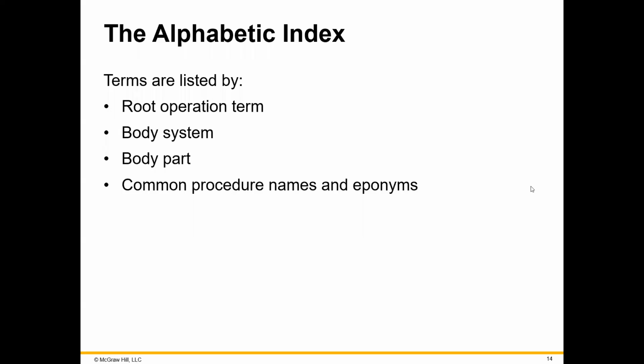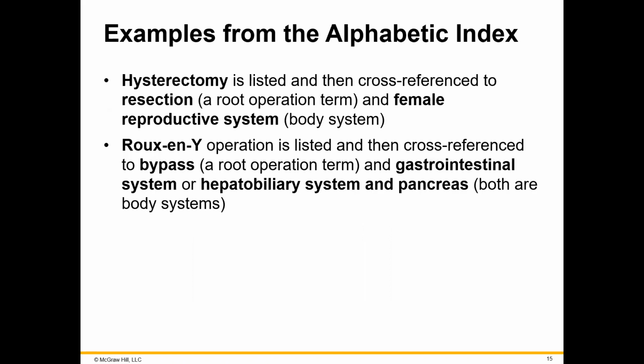Like the ICD-10-CM codebook, we have terms being listed by the root operation, the body system, the body part, and common procedure names and eponyms. For example, Whipple procedure, hysterectomy. All these things are terms that appear in the alphabetic index. So you can see here hysterectomy is listed, then cross-referenced to a resection, right? So you can find these codes one of several ways.